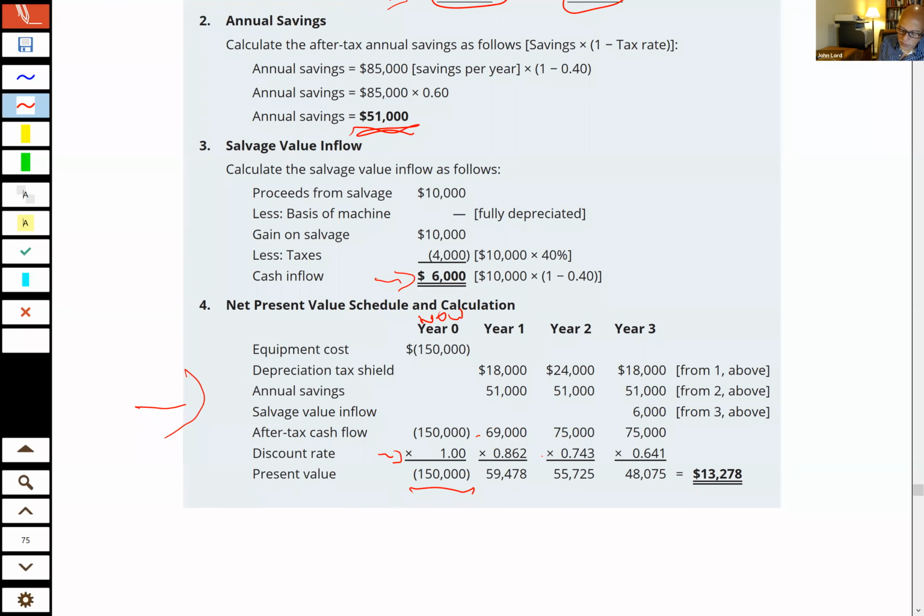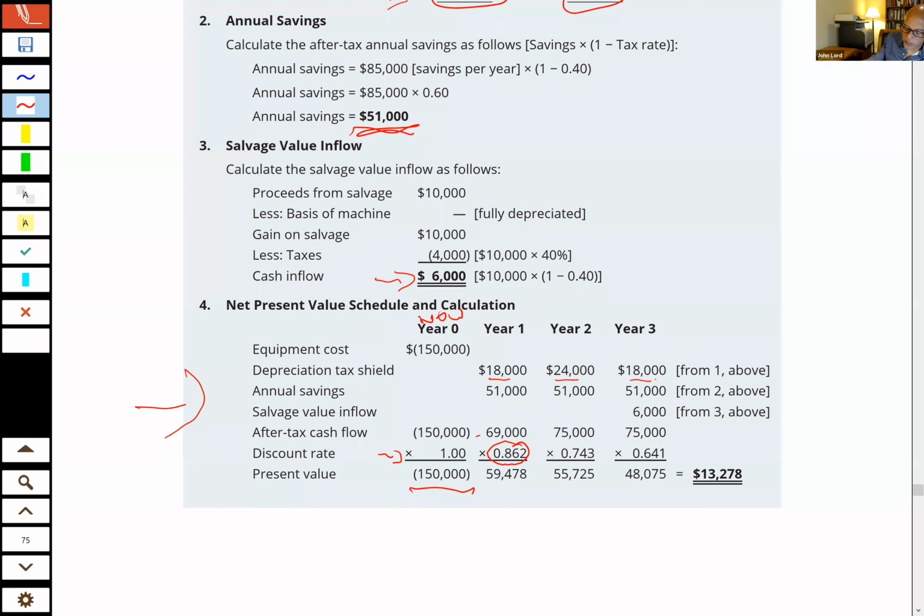And we have to, in this case, use the present value of a one-time payment for all these. You're saying, well, John, but the 51,000, why can't we use the annuity? The problem is that we have what? We have different tax shields for different years.